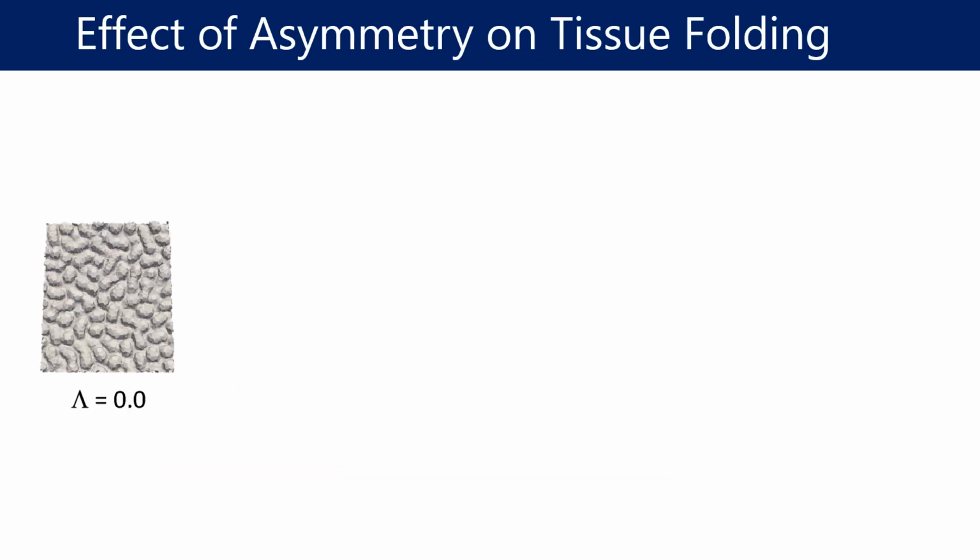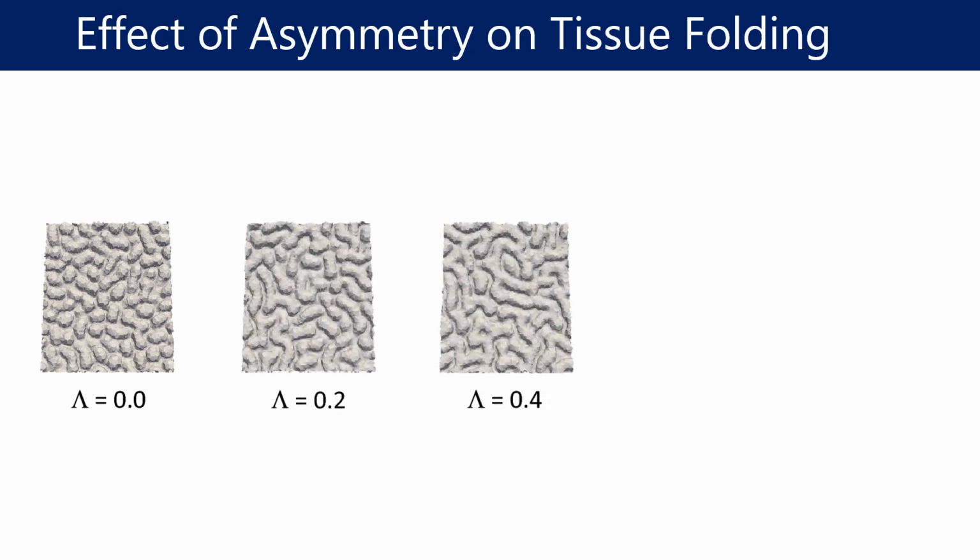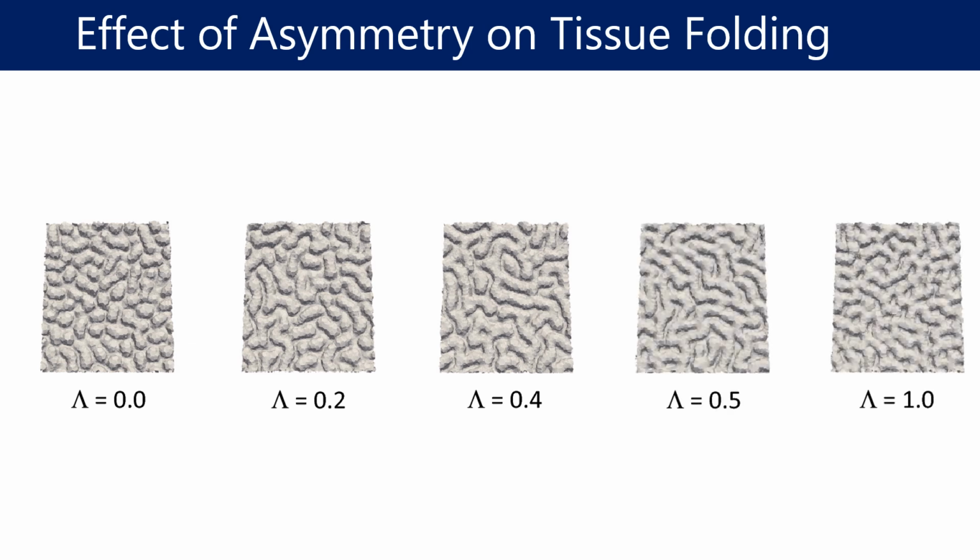Let's see how folding patterns change as the degree of asymmetry increases. When lambda is 0, we observe a distinct pattern of protrusions. As we gradually increase lambda, moving toward a more symmetrical constraint, the pattern begins to transition, becoming less distinct and more labyrinth-like. At lambda equals 0.5, where the constraints are perfectly symmetrical, we see a clear labyrinthine pattern. As lambda increases beyond this point, the pattern shifts again, forming an array of invaginations directed toward the basal side.